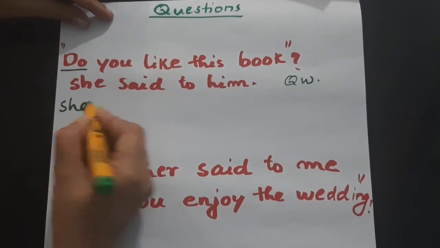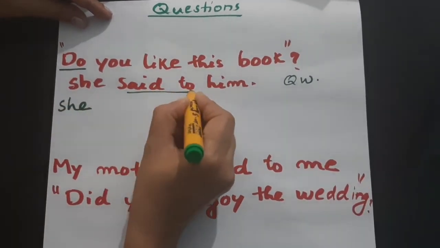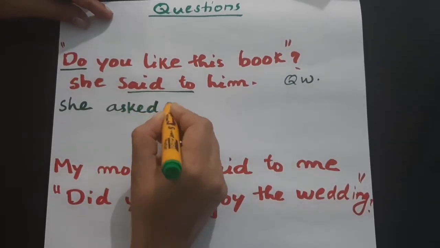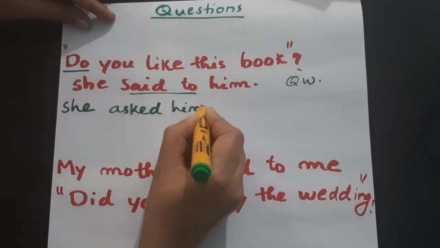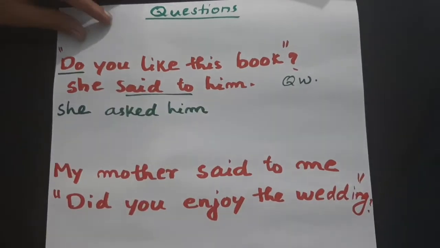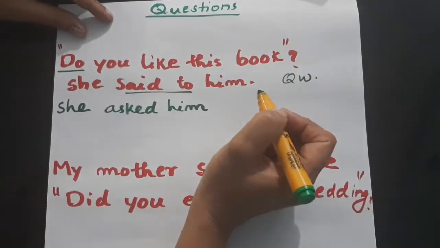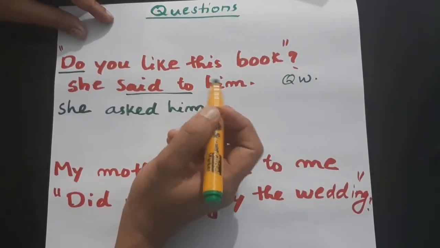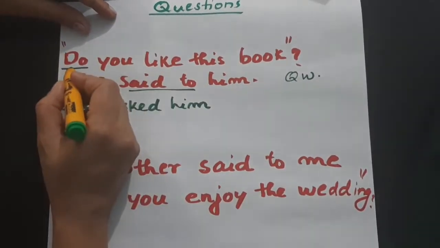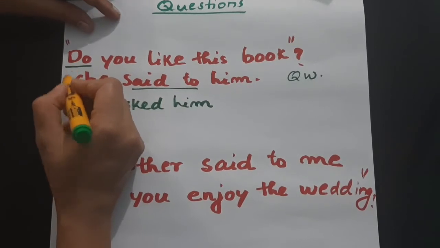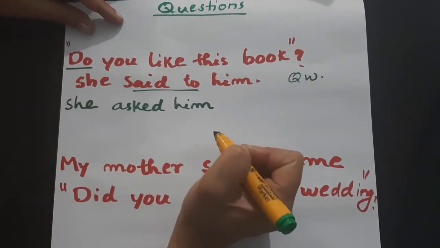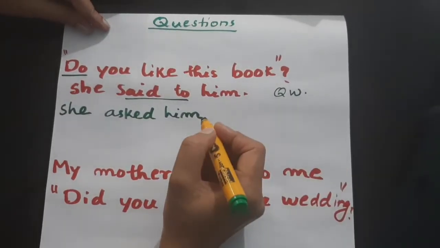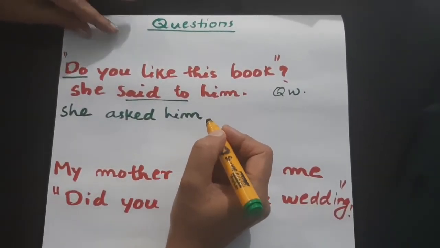She said to, you know that, asked, no? Yes. She asked him. Okay. Have you any question word here in the question? No. In case you don't have a question word and the question starts with an auxiliary verb, what you need is you should give a substitute for that. Do you know what it is?